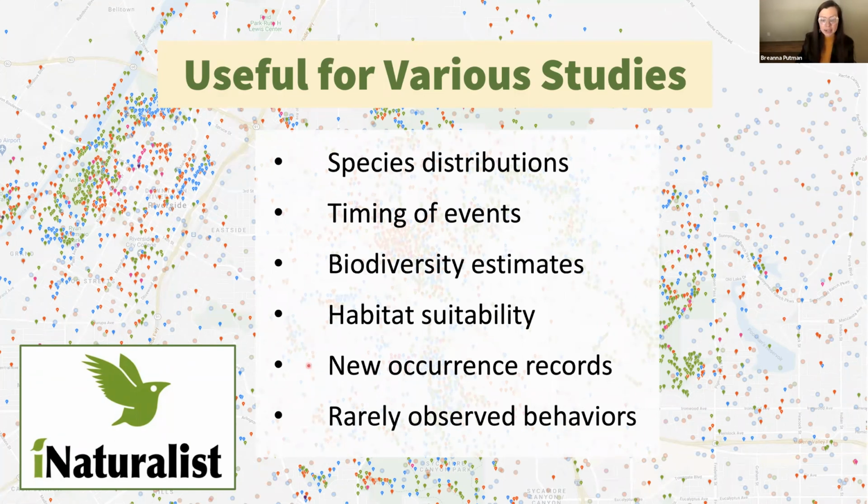And then individual observations on their own might be very important. So there could be new occurrence records. So maybe a species has never been observed in the region before, and someone who uploaded a picture is the first to ever document that species in that area. Or people might observe some rarely observed behaviors that can be really important. So I'll give some examples.